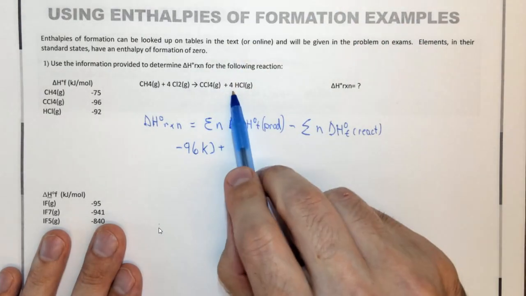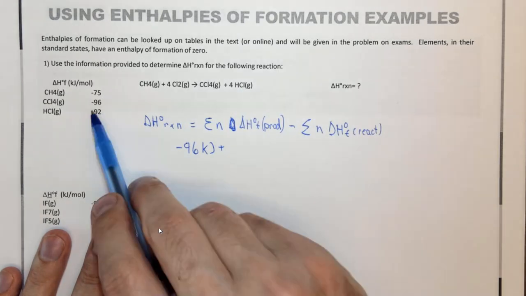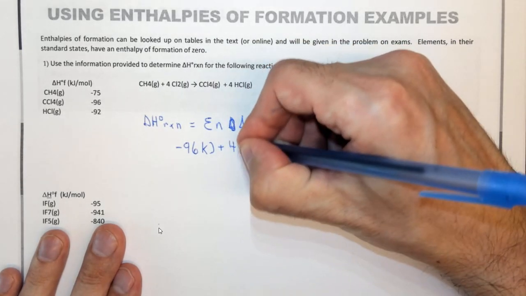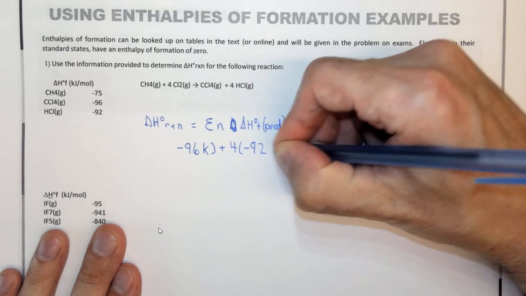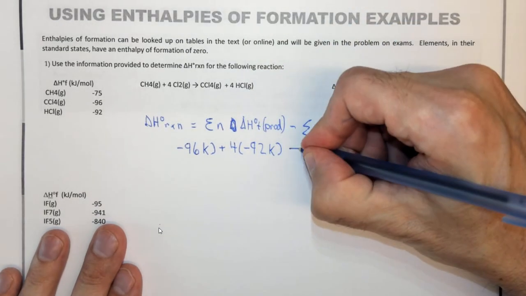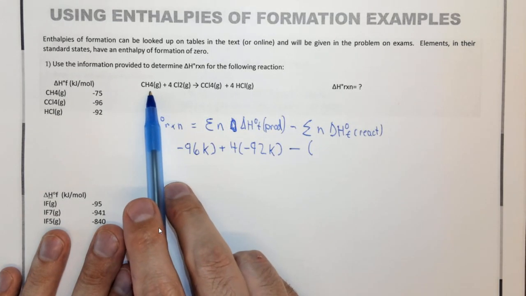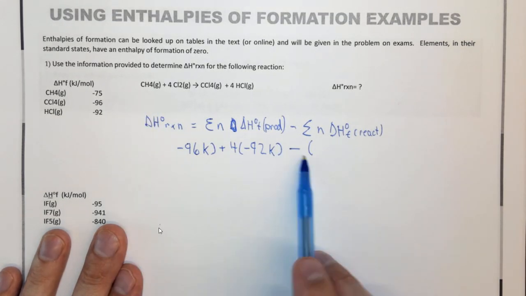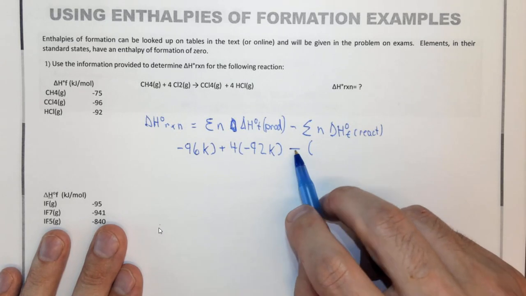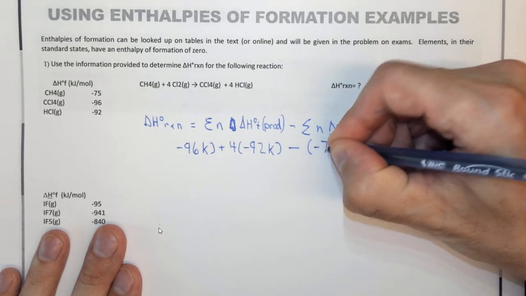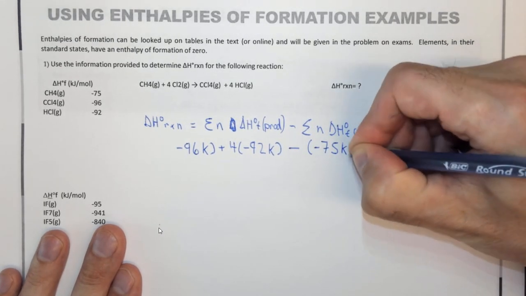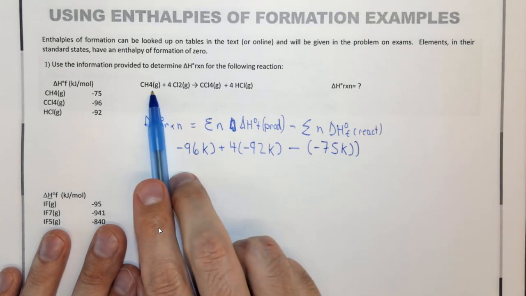Plus, the second product is HCl, and there are 4 of them, so 4 times minus 92 kilojoules. Minus, the first reactant that we're going to destroy is CH4. So instead of minus 75, we're going to take minus minus 75, which will eventually be plus 75 kilojoules. And again, there's only 1.